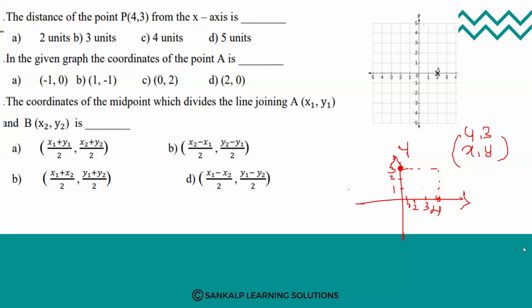Distance from the x-axis means it is the coordinate of y. Distance from the y-axis means it is the coordinate of x. Okay. Here it is 3 units.